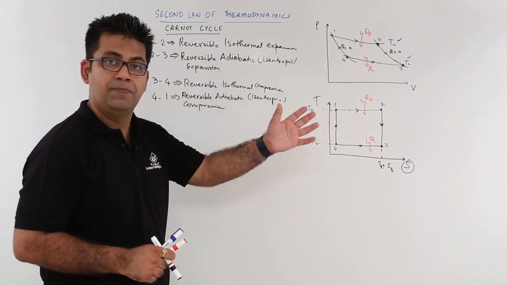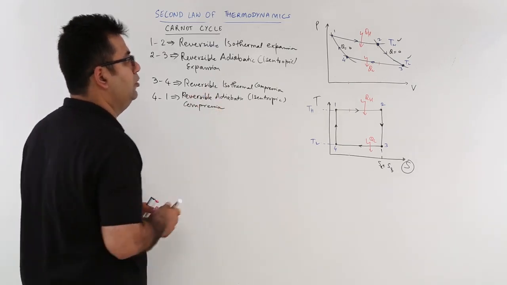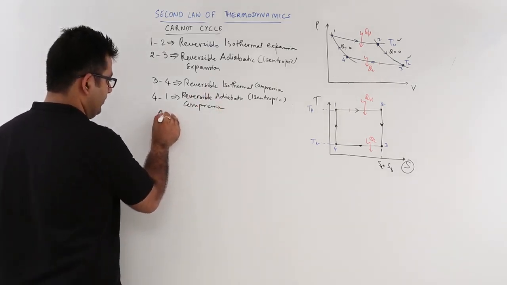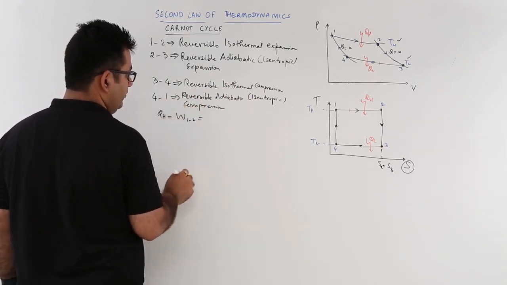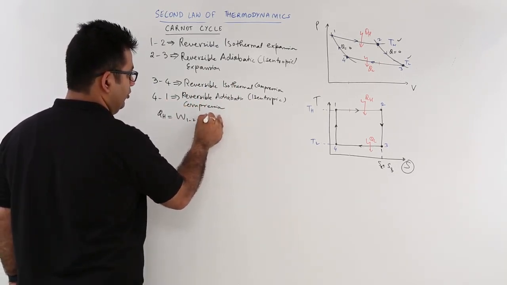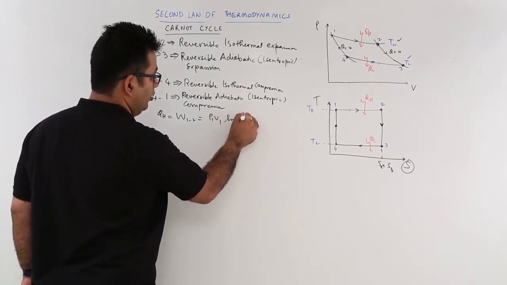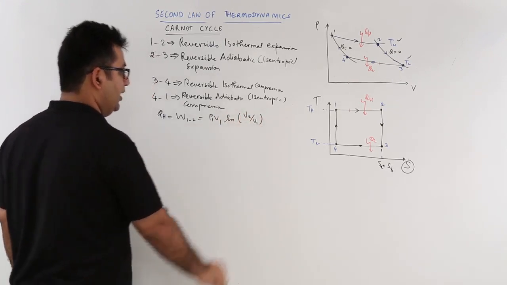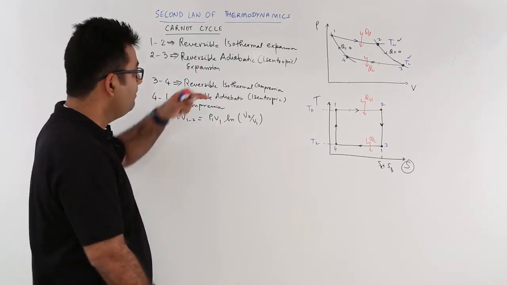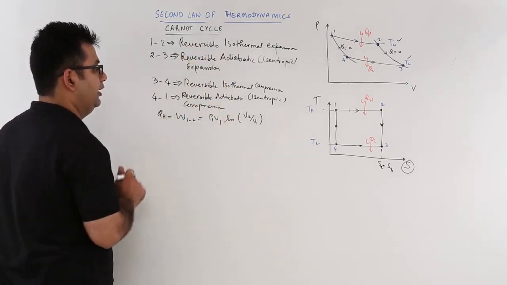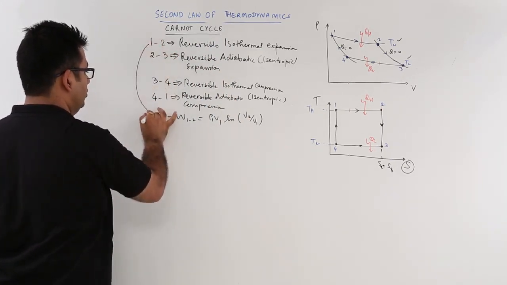Let's look at the values. For 1, 2 it's an isothermal process, so Q will be equal to W. So QH is equal to W1,2. That is equal to P1 V1 into natural log of V2 by V1. This is the value of the isothermal work, which is equal to the heat absorption at temperature TH. Now this is for 1, 2.